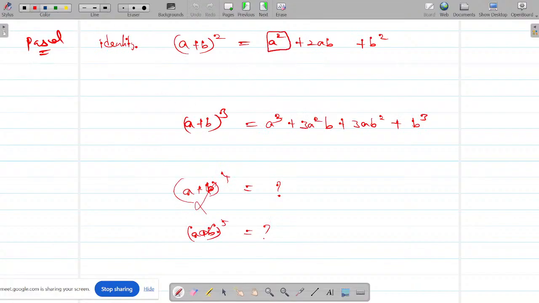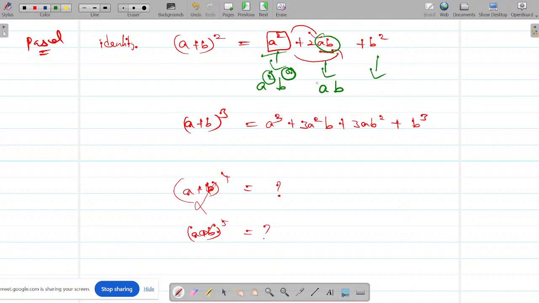See here what we had done. a square, then check the terms here. Reduce the power of a, increase the power of b. When we say it's a square, this is actually a square b power 0. Anything power 0 is 1. So reduce the power of a: instead of a power 2, we'll take a power 1. The power of b is 0, so instead take b power 1. You get ab.